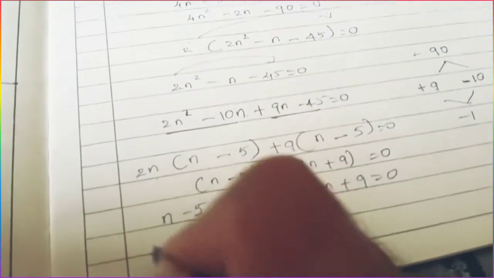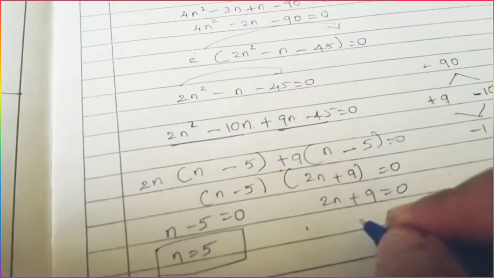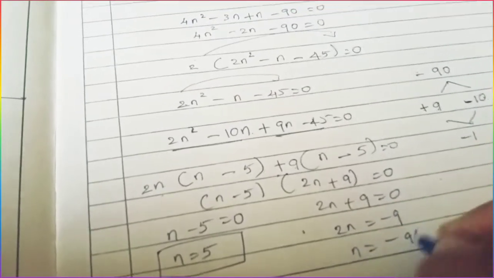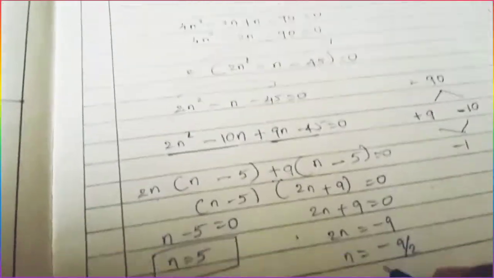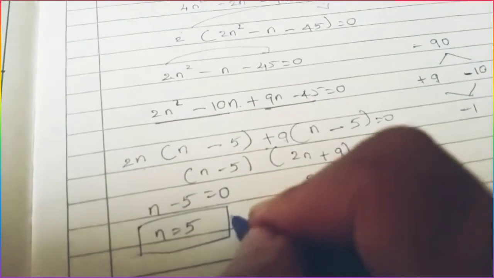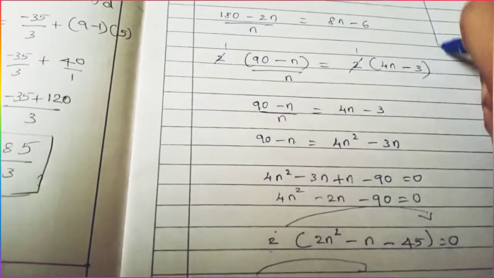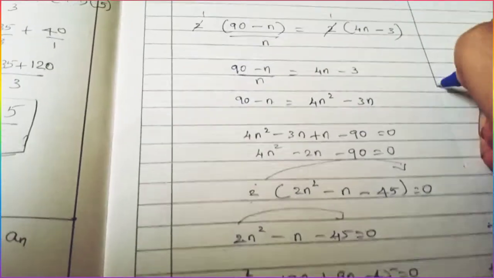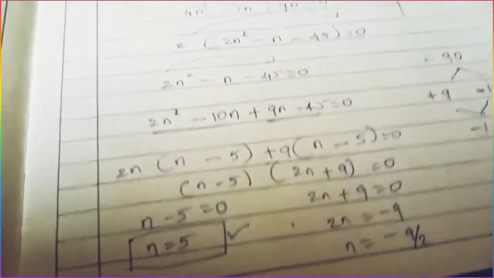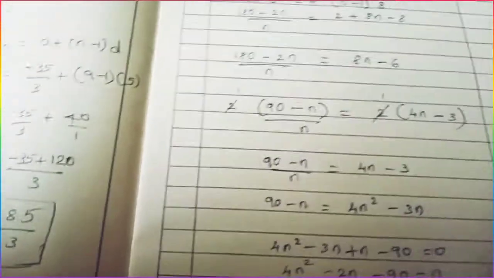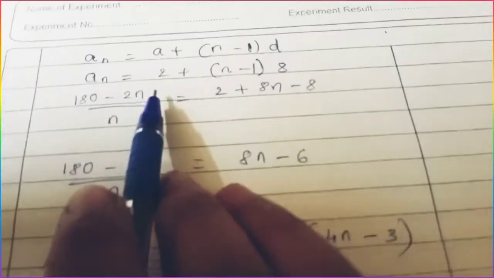n is equal to plus 5 here. Here if I transpose, 2n is equal to minus 9, n is equal to minus 9 by 2, which is a fraction. We will not take this value of n. We are going to take only n equals 5 here. Now we found out the value of n. What is the value of n? It is 5. Now we will try to find out the value of an, where we have already substituted here.